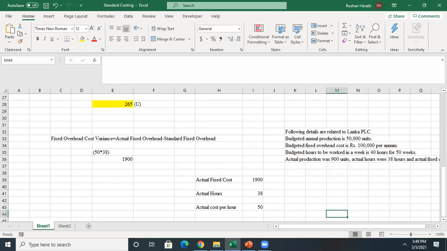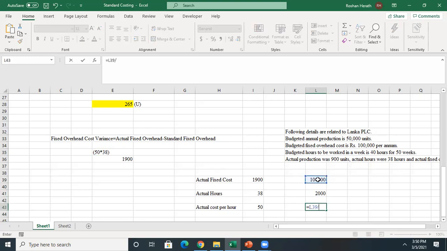It says that the fixed cost is 100,000 budgeted. The budgeted hours to be worked in a week is 40 hours, and that is for 50 weeks. Here it's a per annum situation, so you need to consider the per annum situation. So this is the annual hours, so therefore the standard or budgeted cost per hour.